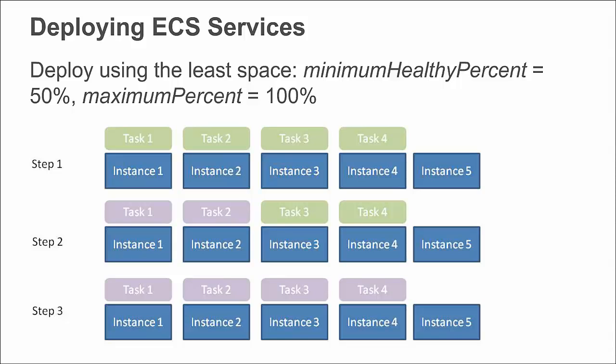This is probably a good time to mention that when the service scheduler replaces a task during an update, if a load balancer is used by the service, it first removes the task from the load balancer and waits for the connection to drain.